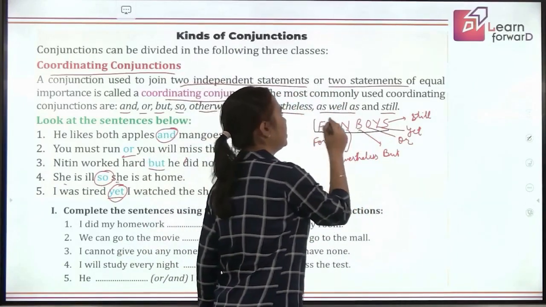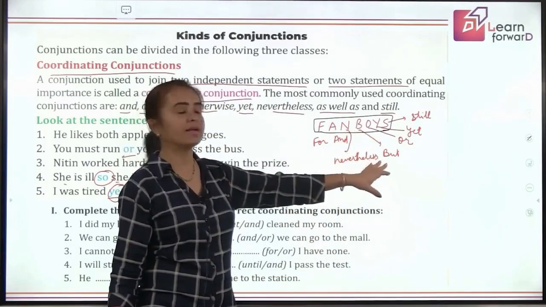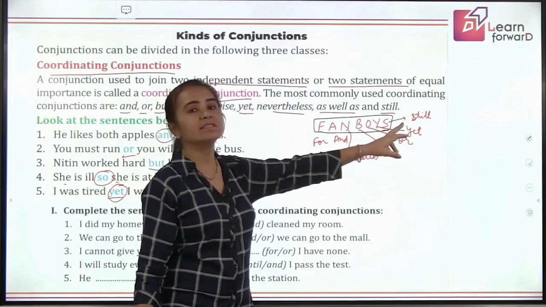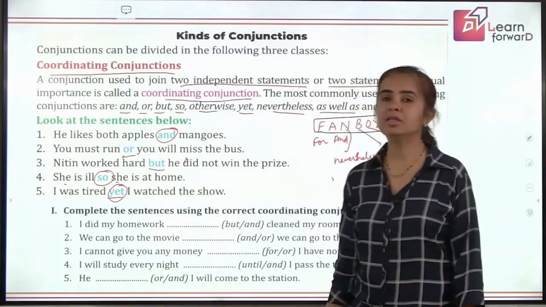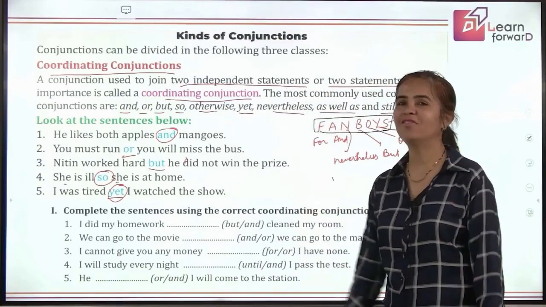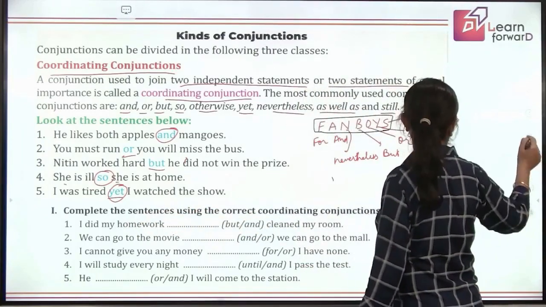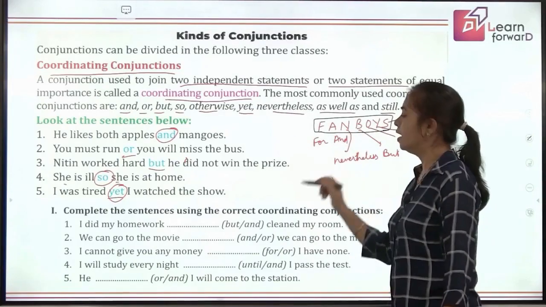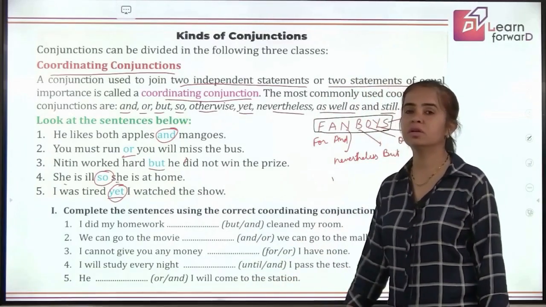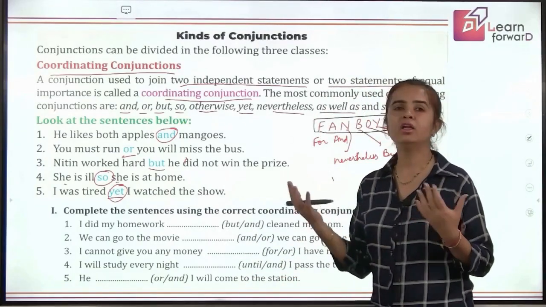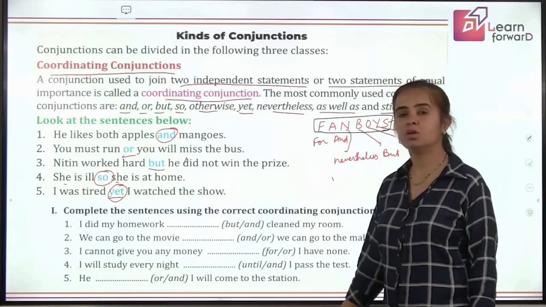easier. Let us repeat. F is for, A is and, N is nevertheless, B is but, O is or, then Y is yet, and S is still. So will that be easy for you to remember these coordinating conjunctions? Hats off. Okay. Now we have an exercise for you. Complete the sentences using the correct coordinating conjunctions. So this will help you out here, children. Right? Here the words are not given. But sometimes when the words are not given you may think, I can use any conjunction. No. Focus on fanboys and see which of these can be used in your sentences.